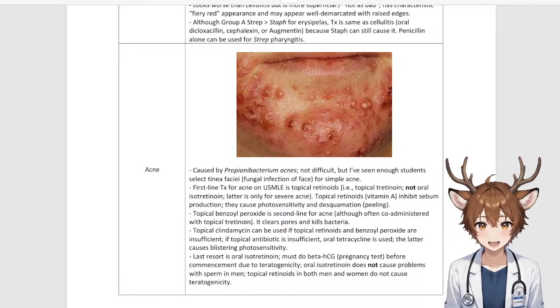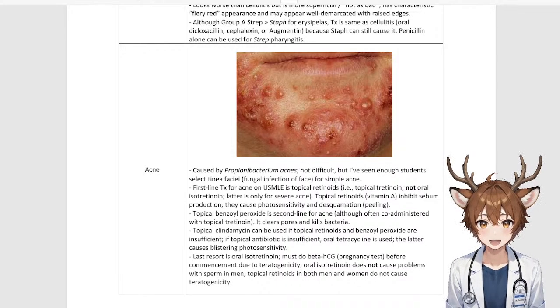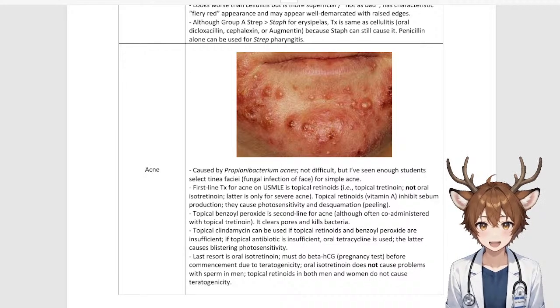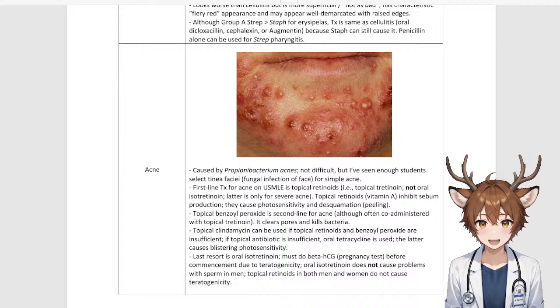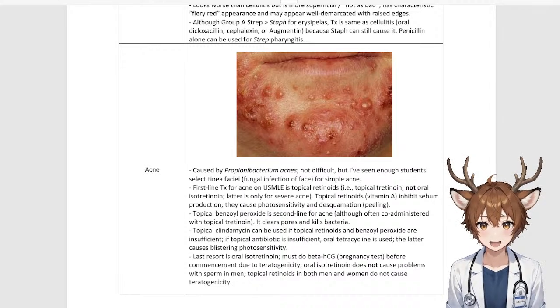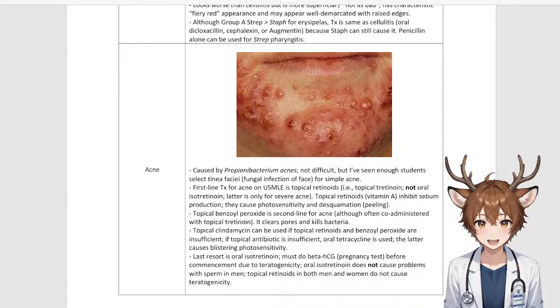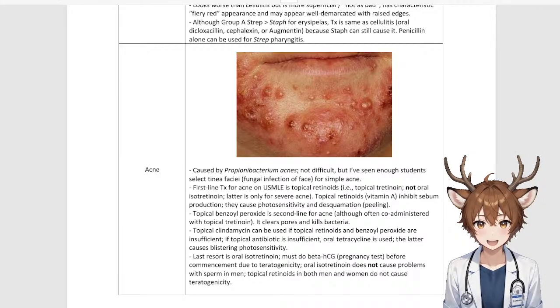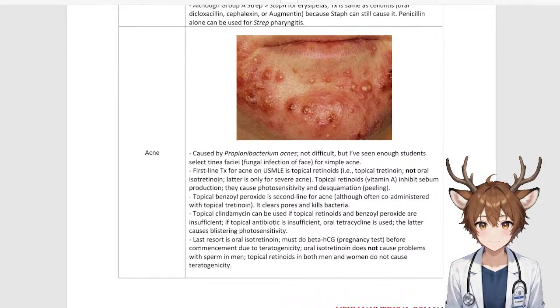Oral isotretinoin does not cause problems with sperm in men. Topical retinoids in both men and women do not cause teratogenicity. So they're going to say that topical retinoids do not cause teratogenicity. However, oral isotretinoin will be teratogenic, and that's a risk you take when you take it. So just make sure that you're not pregnant if you're taking it.